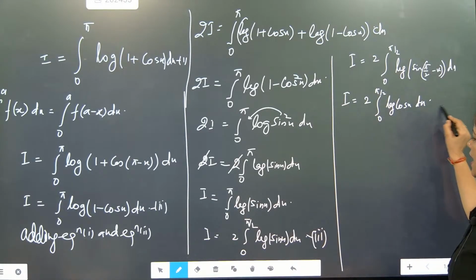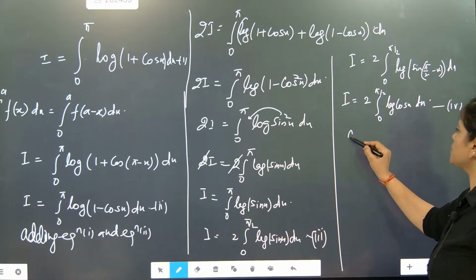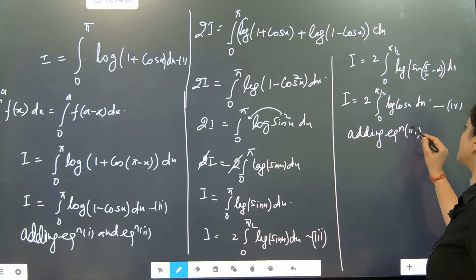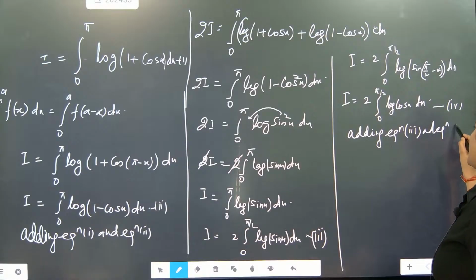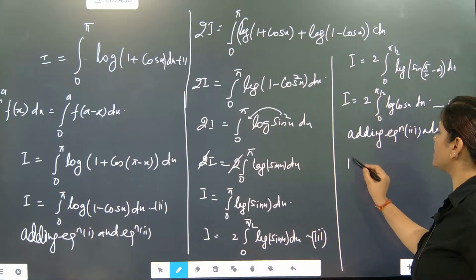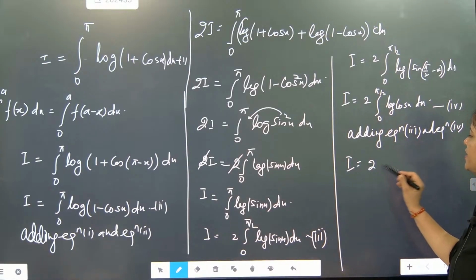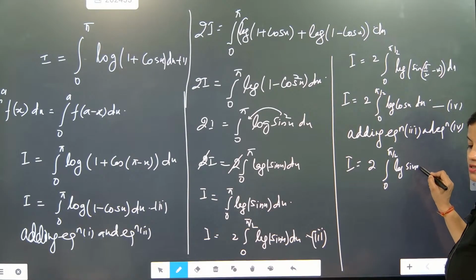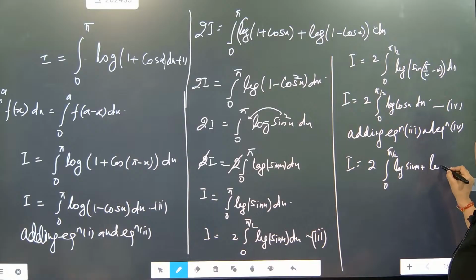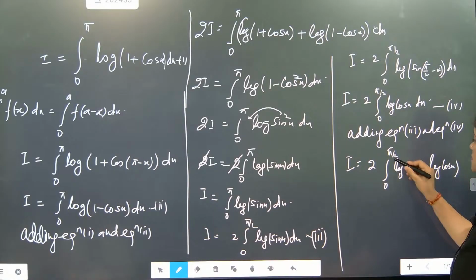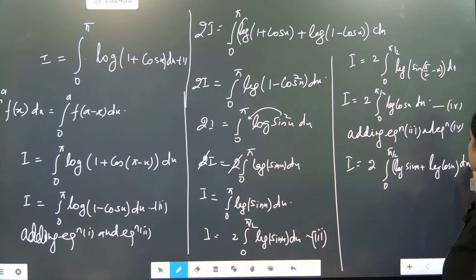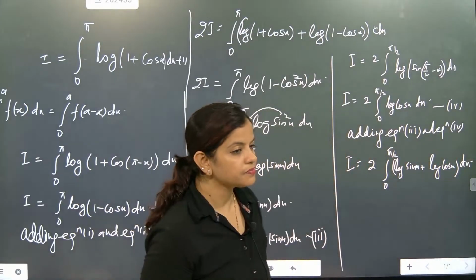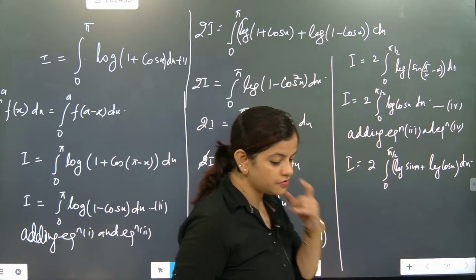Now you need to add equation 3 and 4. So adding equation 3 and equation 4, it will become 2I is equal to the integral from 0 to pi by 2 of log sin x plus log cos x dx. Log of m plus log of n, what will it become, beta? Done. Solve, solve, solve.